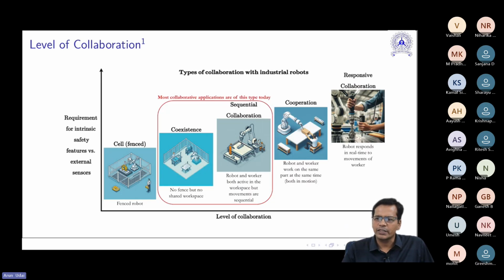Fenced was the oldest robot, so as the level of collaboration increases, the requirement for intrinsic safety features versus external sensors also increases. So as we go up, it is like this. This is very, very important. It is actually the feel of the environment, the way the robot behaves with external sensors, that makes it a cobot, not necessarily the construction of the robot itself.